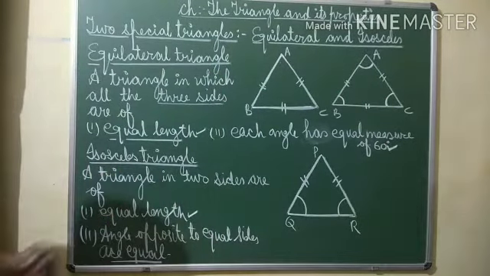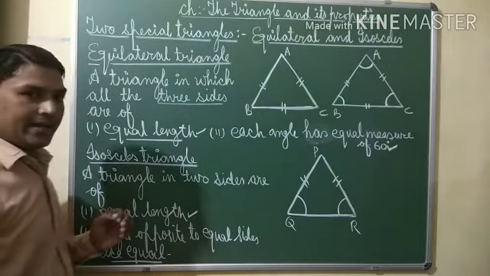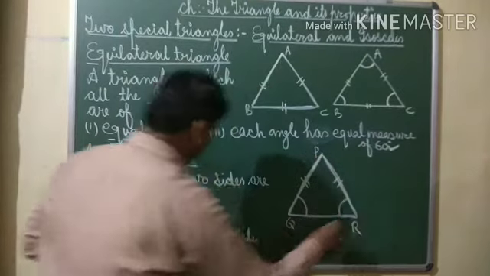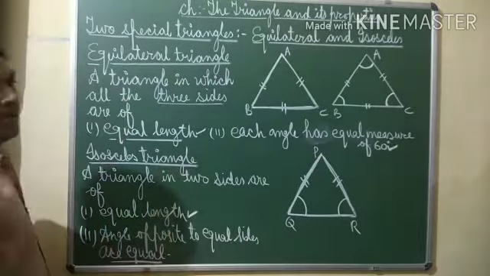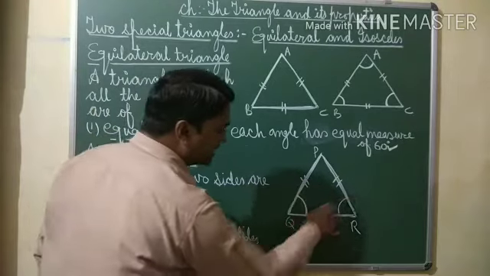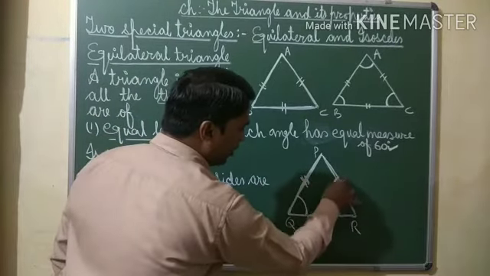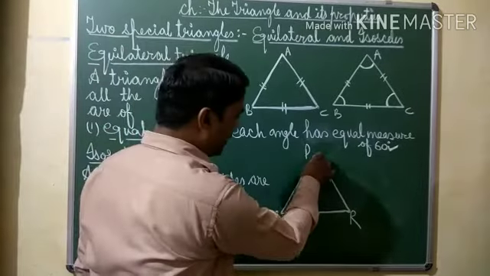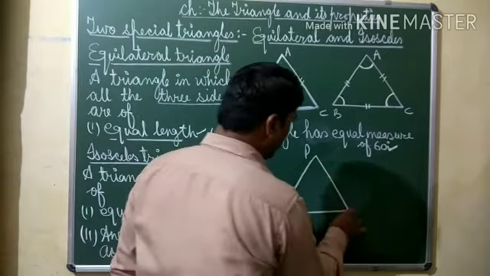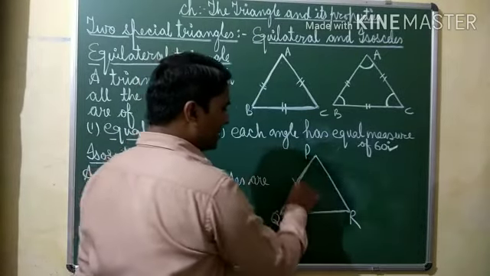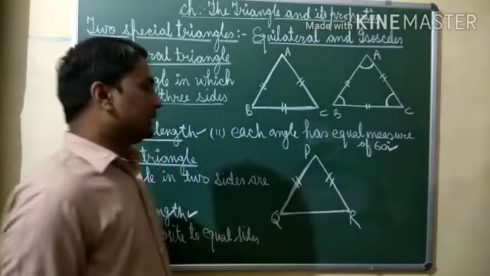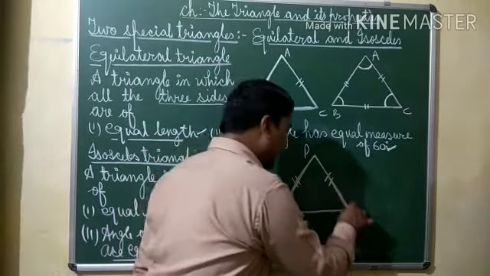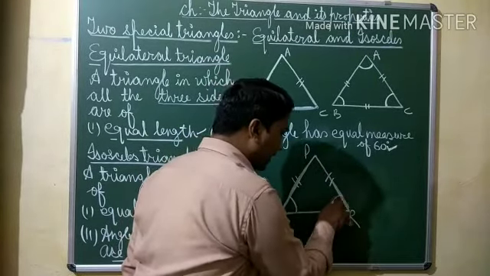Next, isosceles triangle. Isosceles triangle is a triangle in which any two sides of a triangle are of equal length and angle opposite to equal sides are of equal measure. Here I am taking triangle PQR in which PQ is equal to PR. Then angle opposite to equal side PQ and PR be angle Q and angle R.